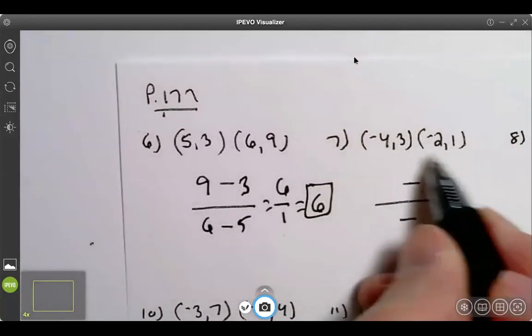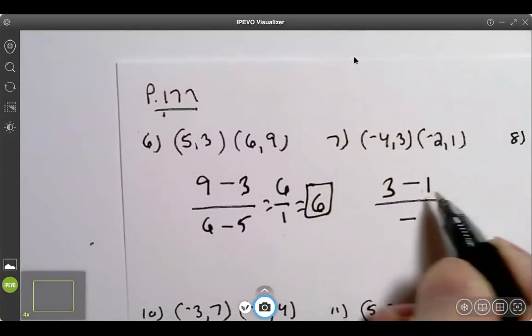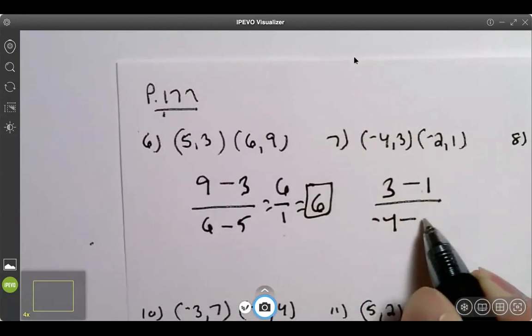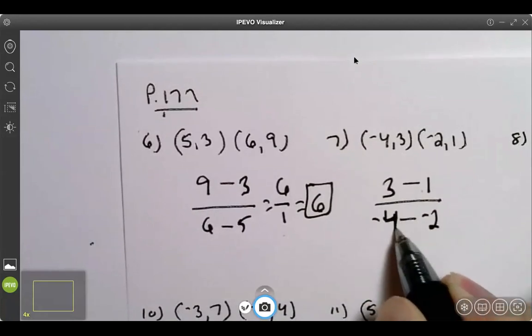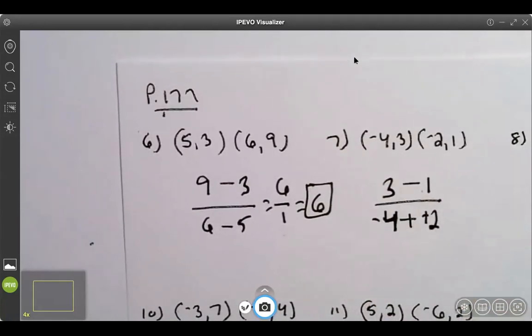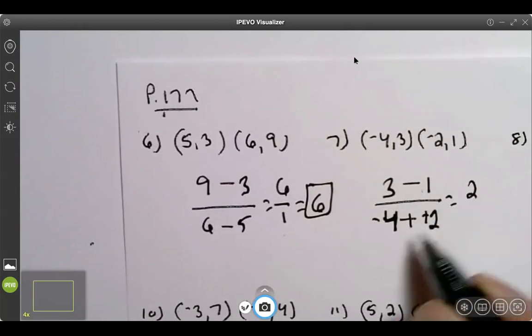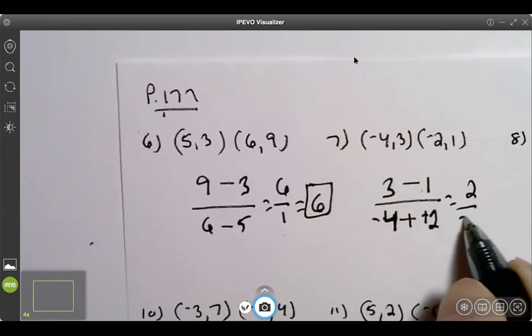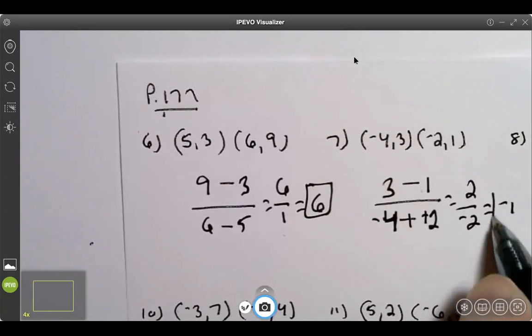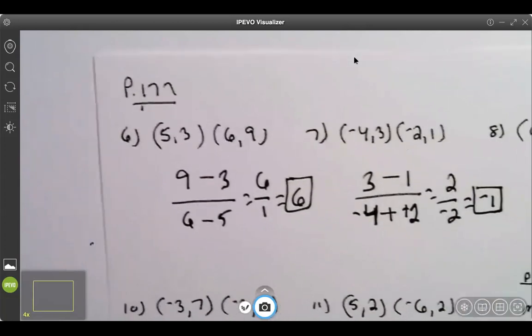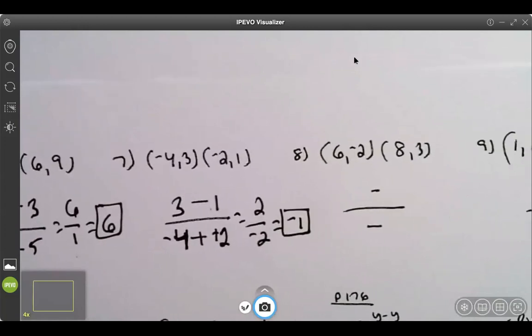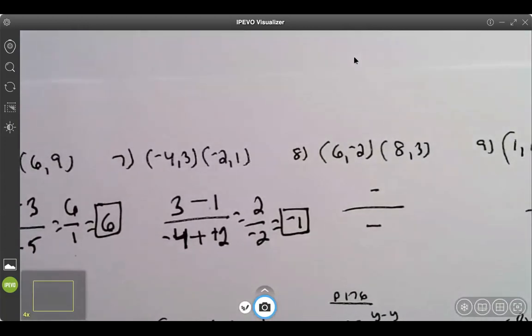Try number 7. Number 7, I'll go left to right on the y's and left to right on the x's. I have a minus negative. I'll change to plus positive. 3 minus 1 is 2. -4 plus 2 is -2. So my slope simplifies to -1.